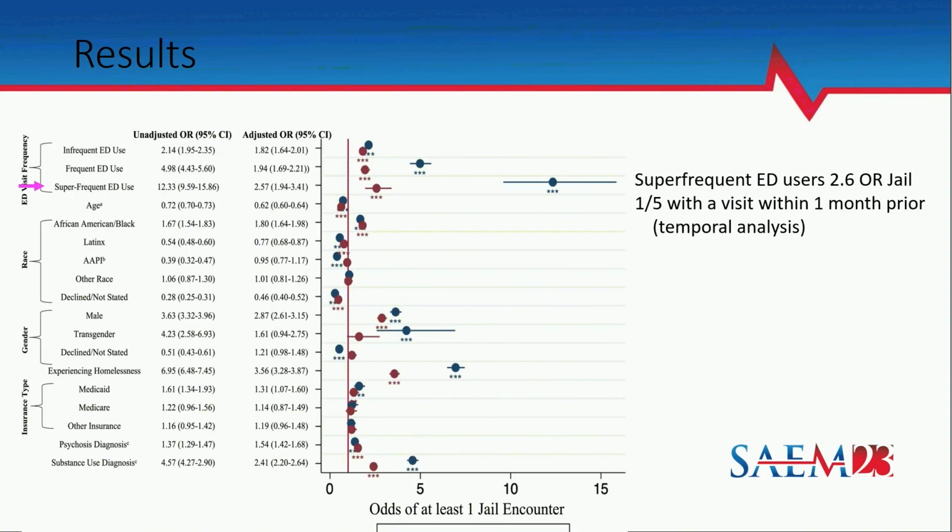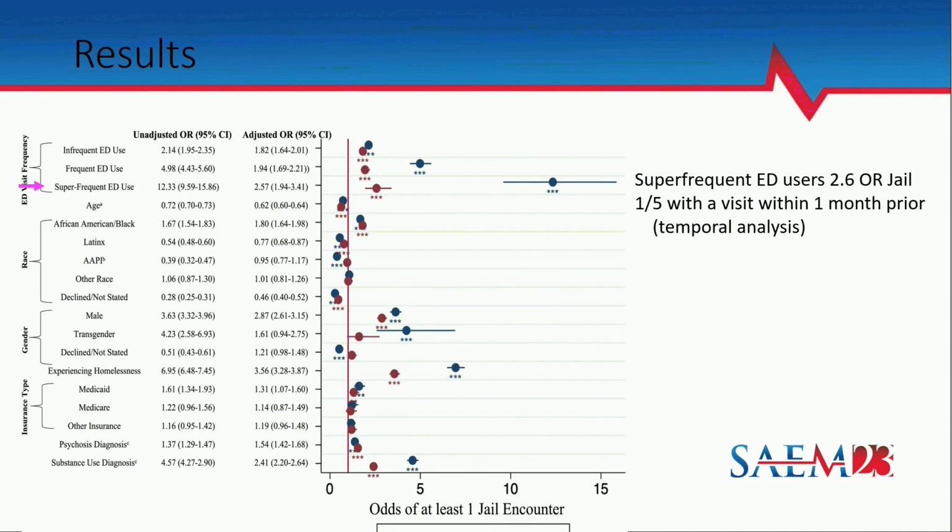The most important finding out of this was the odds ratio for super frequent ED visits ending up with at least one jail visit. And that odds ratio was actually 12 when unadjusted, which is huge. But then when they adjusted for all of the other covariates, they found that it was 2.6, which is still quite a large odds ratio.